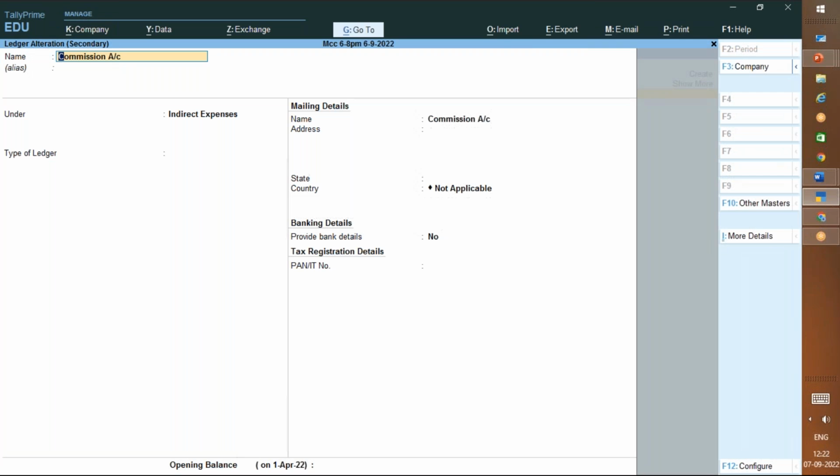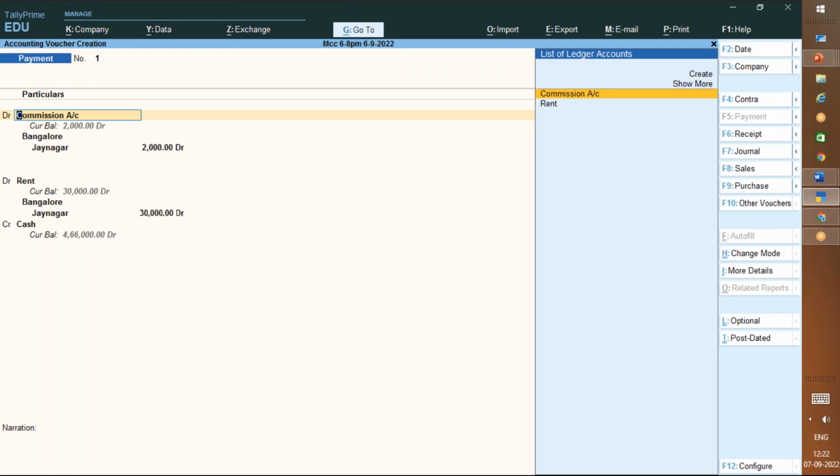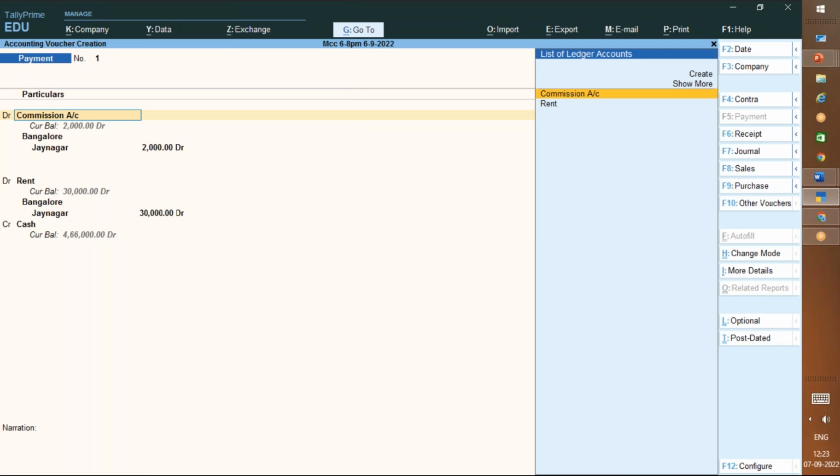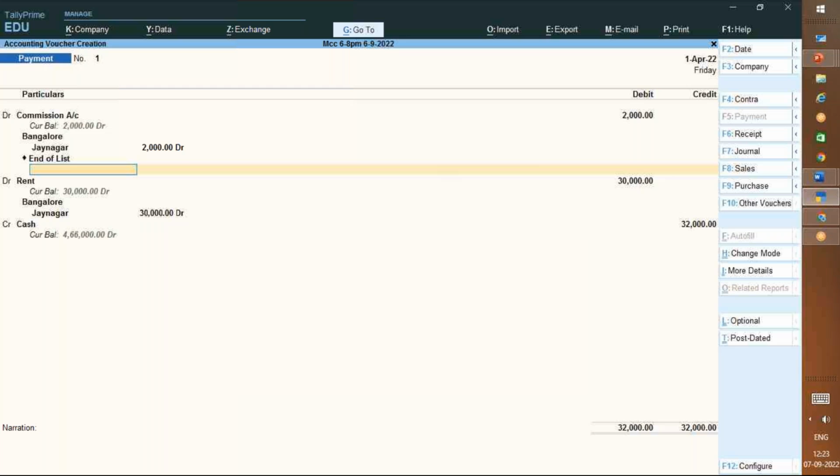Ma'am, in both F11 and F12, it's not showing up, ma'am, the cost centers option. See above that there is an option called show all. See here, show more configurations. Do that. Yes, ma'am. Okay, do it, class.